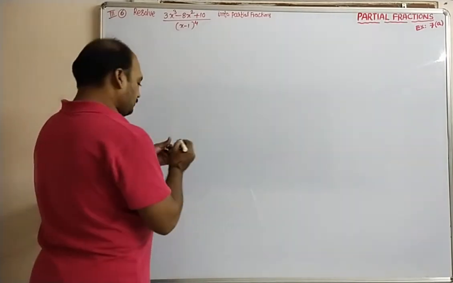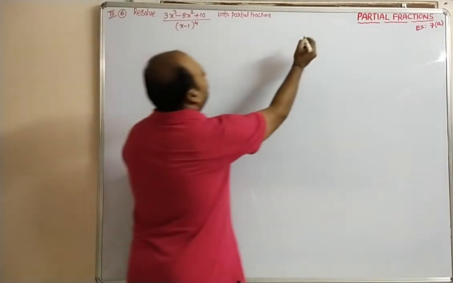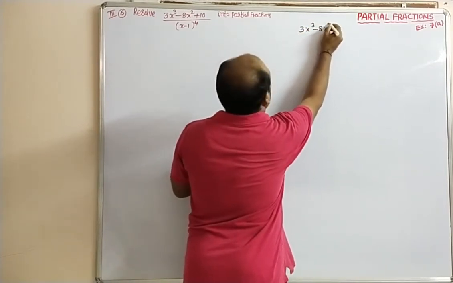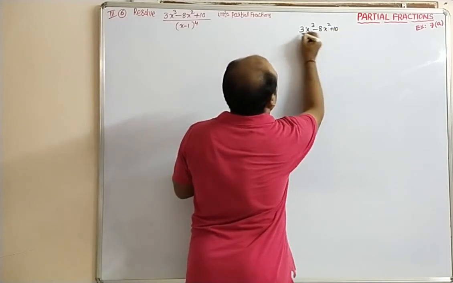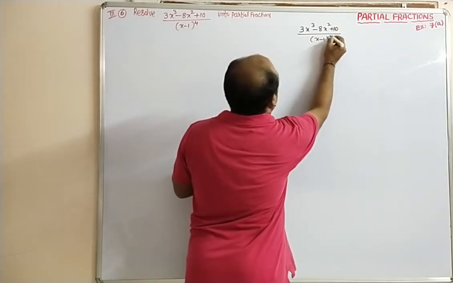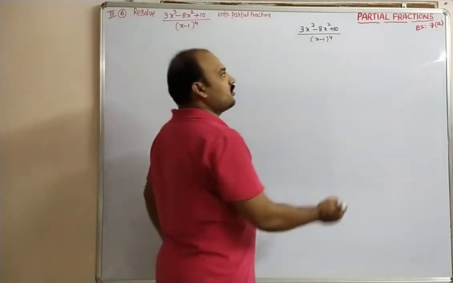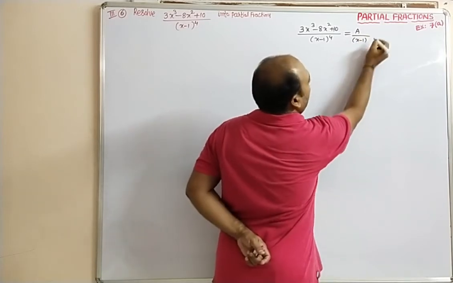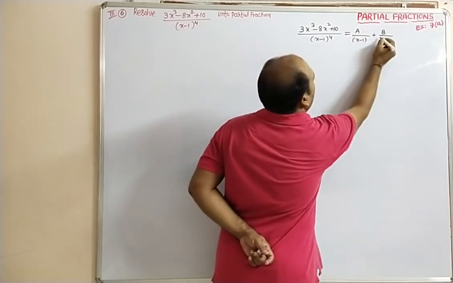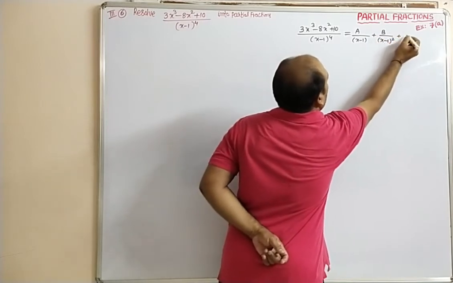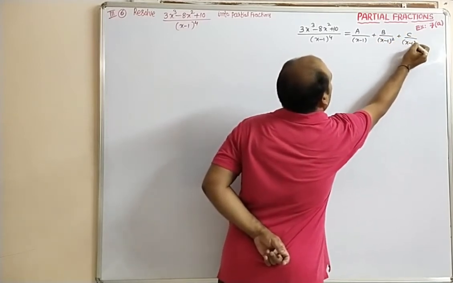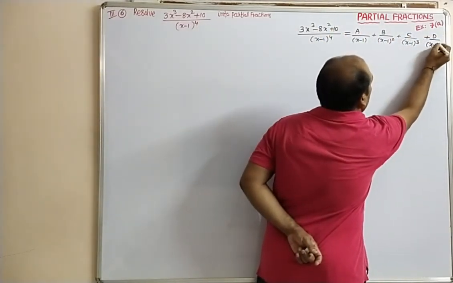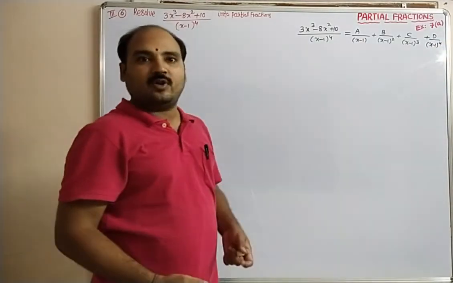So first, 3x cube minus 8x square plus 10 divided by x minus 1 whole power 4. Generally what procedure can we follow? A by x minus 1, first time repeated, plus b by second time x minus 1 whole square, plus c by x minus 1 whole power 3. Fourth time repeated, so d by x minus 1 whole power 4. This is the general procedure we follow.